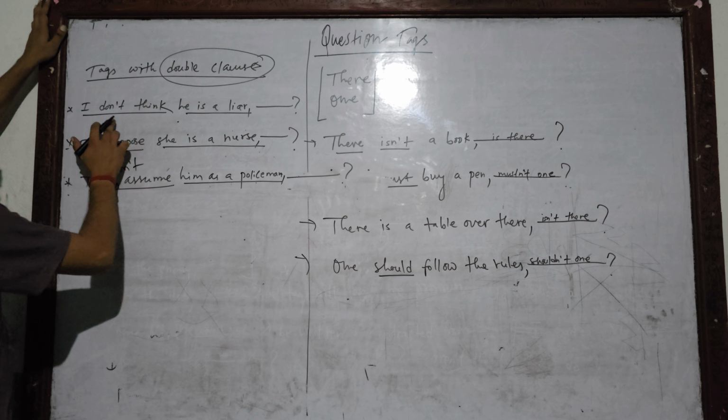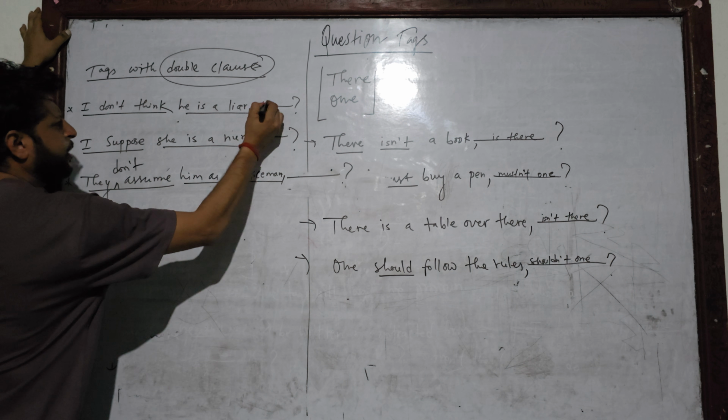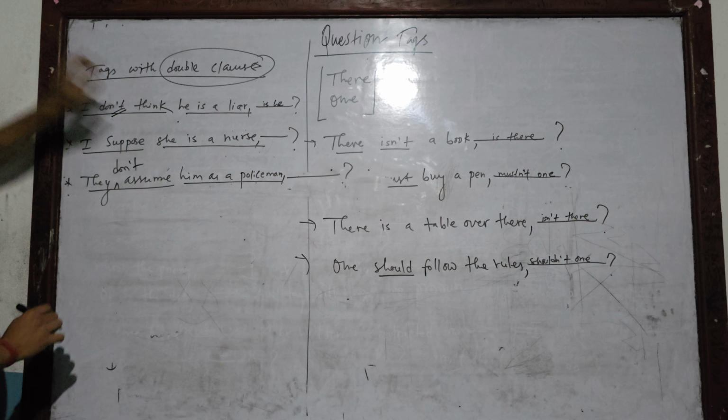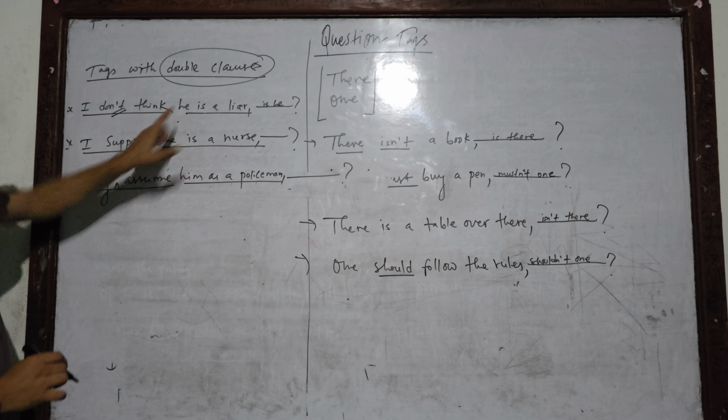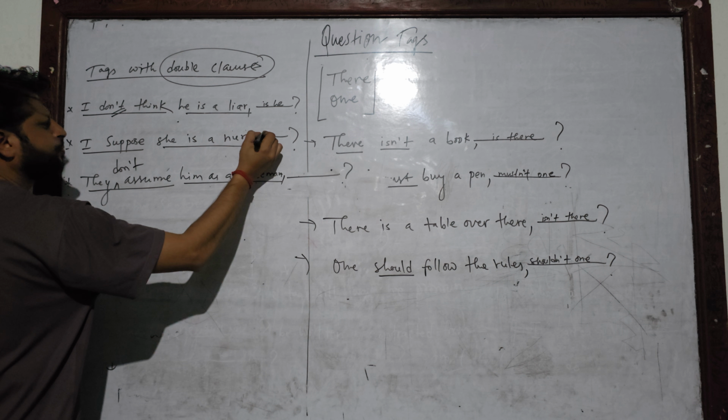So this is a negative statement, right? The tag must be positive. I don't think he is a liar. Is he? What do you write here? Is he? Because here it is negative. So is is an auxiliary verb here, subject here, right? I suppose she is a nurse. What do you write here?